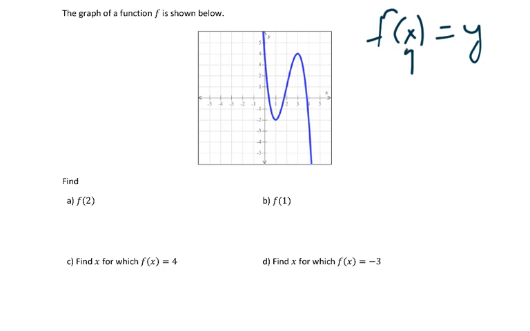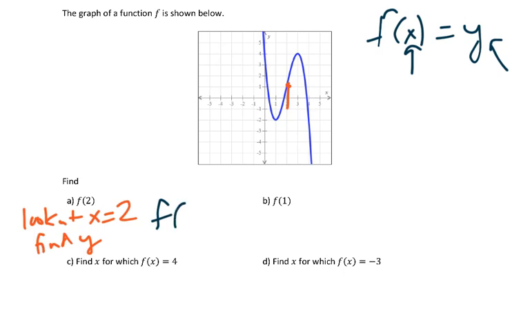So when a number is inside the parentheses, it represents an x value, and when it's after the equals, it represents a y value. So when I'm finding f of 2, I'm going to look at x equals 2 and find the y. So I'm going to go over here to x equals 2. I'm going to say, what's the y value? And it looks like the y value is about 1. So f of 2 is going to be 1.